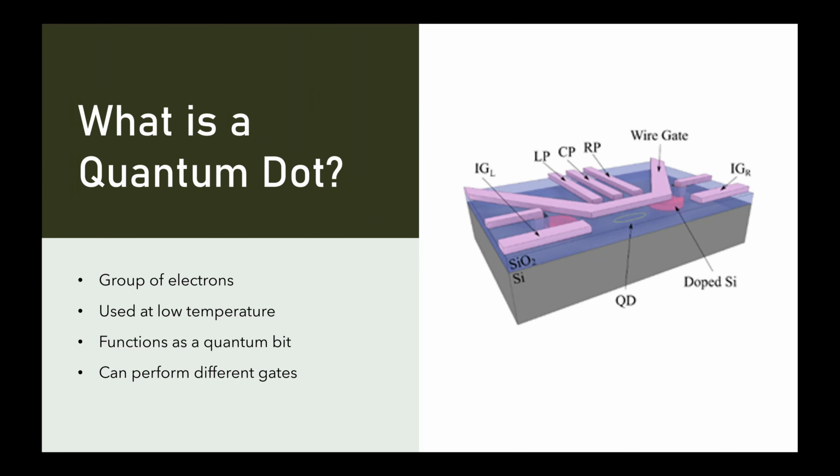So what is a quantum dot? A quantum dot is a group of electrons that is used at a low temperature in order to function as a quantum bit. What this means is it's a classical style gate, such as a CNOT gate, that is just using a quantum bit. This allows you to perform certain computations faster or more efficiently than a traditional computer can.